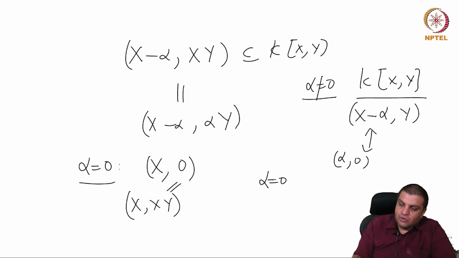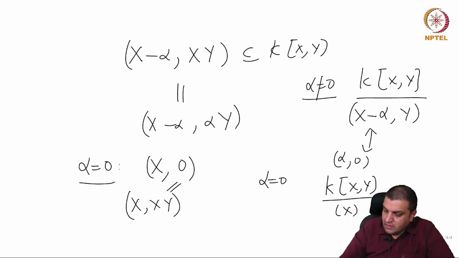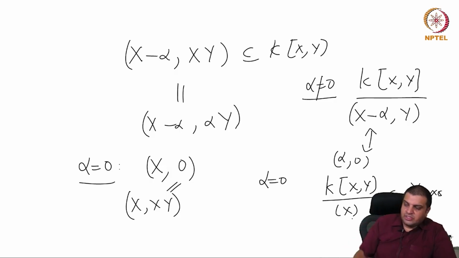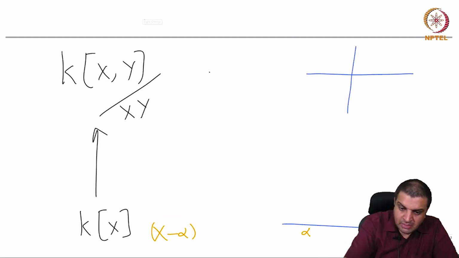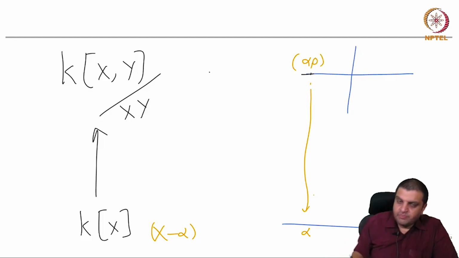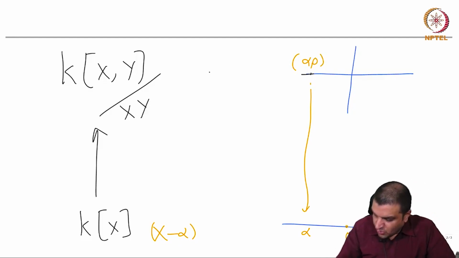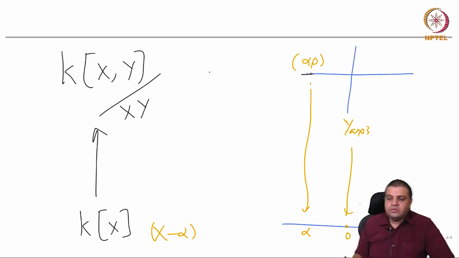If alpha is 0, then we would just get k[x,y] modulo just x, but this is the y-axis, right? Every point on the y-axis satisfies this equation. So the fiber over a point alpha here is the point (alpha, 0). That's what goes to this point. However, to the point 0 here, the entire y-axis maps.